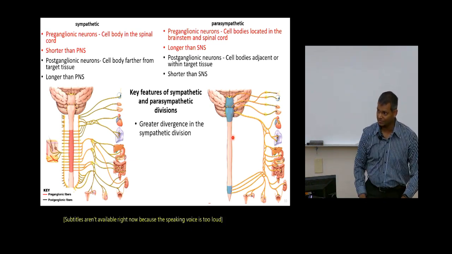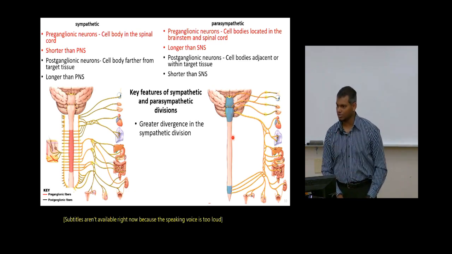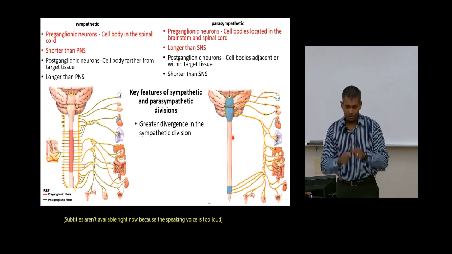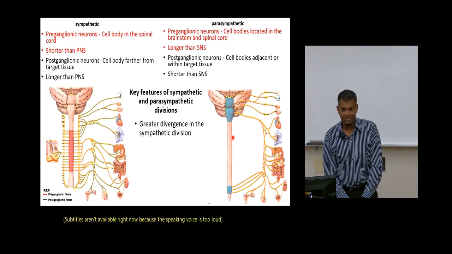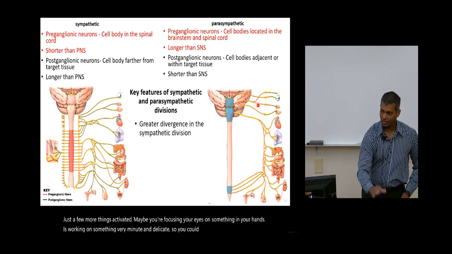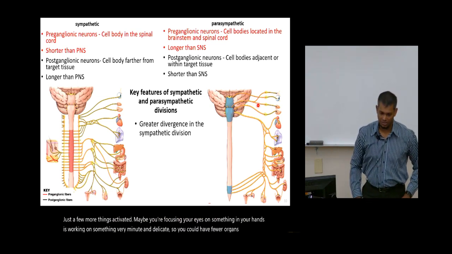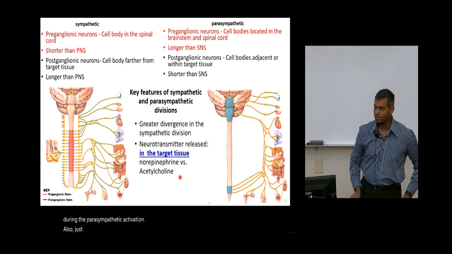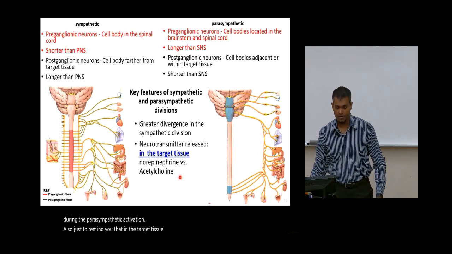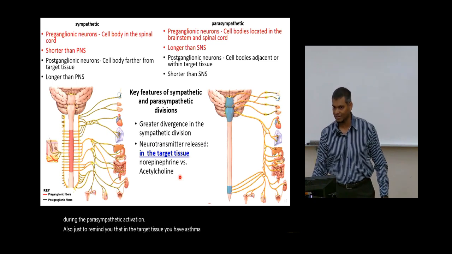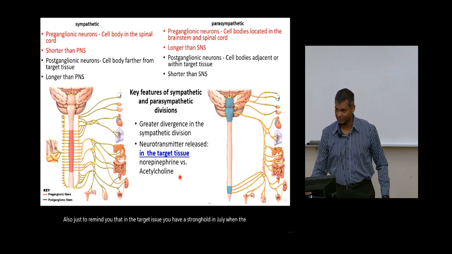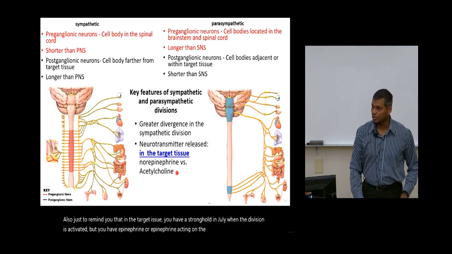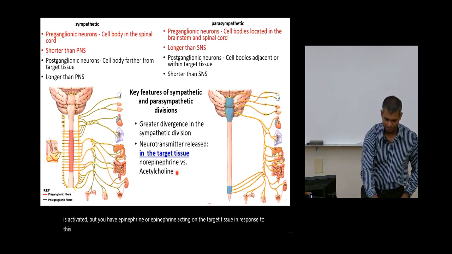Whereas for the parasympathetic division, you can have just a few organs activated, where maybe you're focusing your eyes on something and your hands are working on something very minute and delicate. So you could have fewer organs being activated during the parasympathetic activation. Also, just to remind you that in the target tissue, you have acetylcholine, which is acting when the parasympathetic division is activated, but you have epinephrine or norepinephrine acting on the target tissue in response to sympathetic activation.